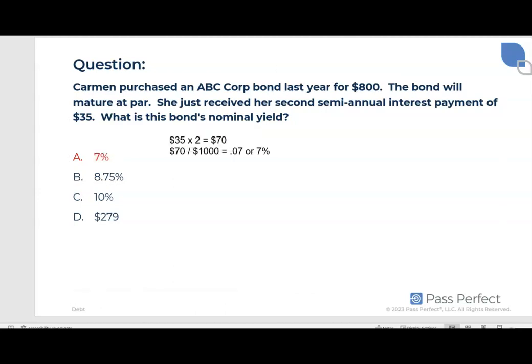The fact that Carmen bought this for $800, was that relevant to this question? Not at all. It was not based on the nominal yield. Had the question been what was the current yield, then the fact that she bought it for $800 would have been vitally important. But that wasn't the question. In this question, they're trying to set you up by putting in irrelevant details to get you to focus on the wrong thing and start second guessing yourself.